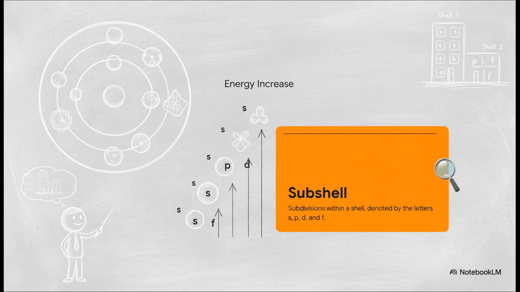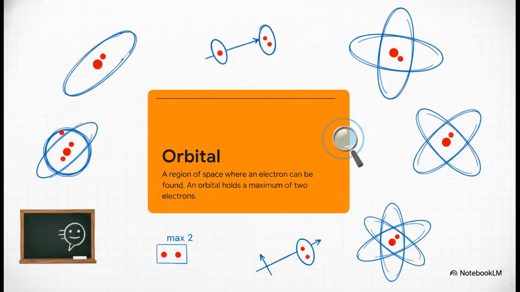Now, each floor, or shell, isn't just one big open space. It's divided into different apartments, which we call subshells. We give these apartments letter names, S, P, D, and F. On any given floor, the S apartment is the lowest energy, and it gets higher as you go to P, D, and then F. And finally, inside each apartment, we have the rooms. These are called orbitals. An orbital is the specific spot where you have the highest chance of finding an electron.